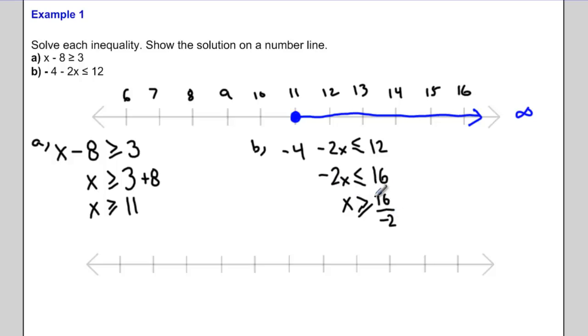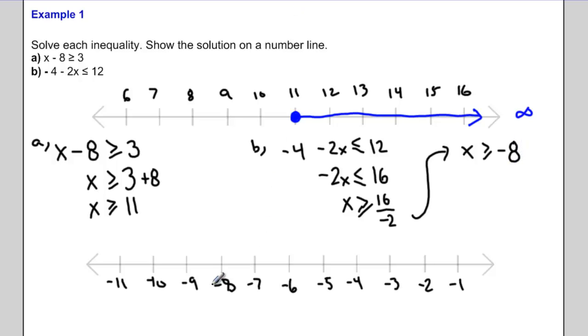So when I divide both sides by a negative number, I switch the direction of the inequality, and so I end up with x has to be greater than or equal to negative 8. So showing that solution on a number line, since my value can equal negative 8, I draw in the dot, and I show an arrow on the number line indicating which way my range of solutions lies. Anything above negative 8.